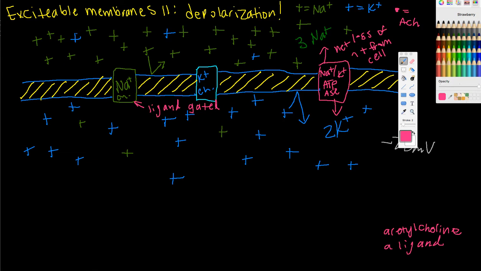So it's only going to open when acetylcholine is bound to it. So let's make that happen. I have some little molecules of acetylcholine, and they are going to come bind to my ligand-gated ion channel, and then now my channel is open for business, and sodium ions are going to begin pouring through.